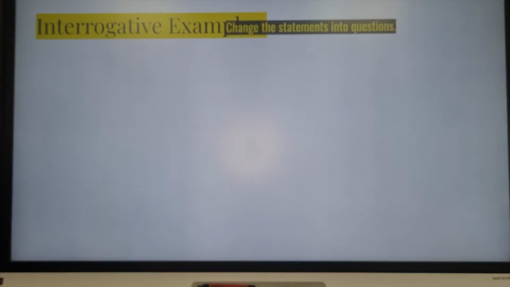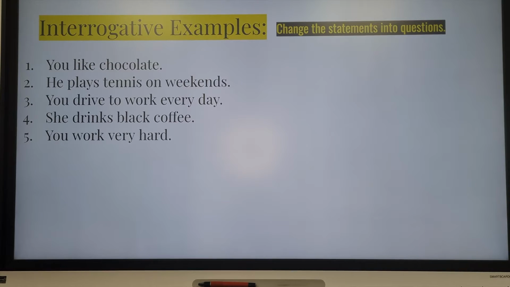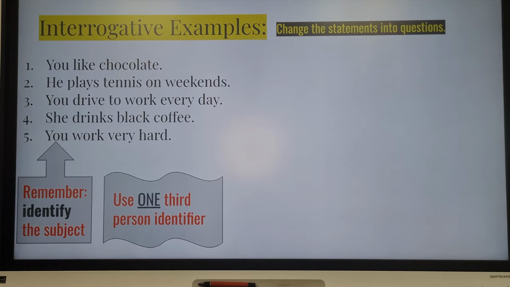Let's take a look now at some examples. Change the statements into questions. Some things to remember. Identify the subject and use one third person identifier. So statement number one, you like chocolate. What is the question? Do you like chocolate? Don't forget, question mark at the end.